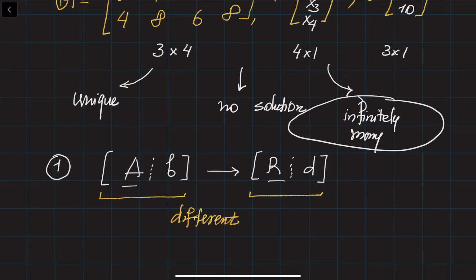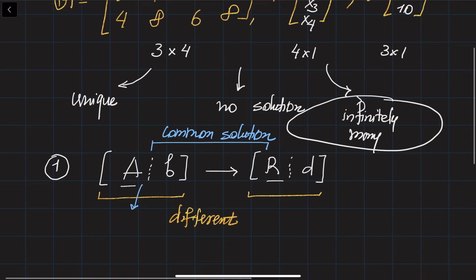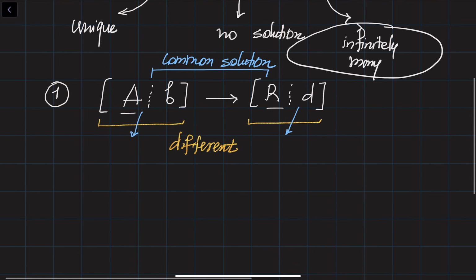But what is common between them is that they have the common solution. Essentially the solution of the first system is the same as the solution of this system. So that is why it is legal for us to bring the matrices into the row echelon form. Once we have found this, we are going to check the number of solutions, and if the system has infinitely many solutions, then we're going to find the particular solution.